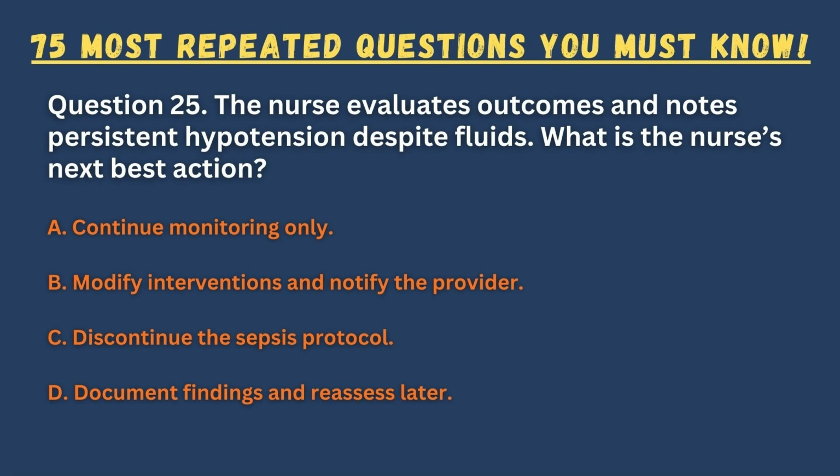Question 25. The nurse evaluates outcomes and notes persistent hypotension despite fluids. What is the nurse's next best action? A. Continue monitoring only. B. Modify interventions and notify the provider. C. Discontinue the sepsis protocol. D. Document findings and reassess later.